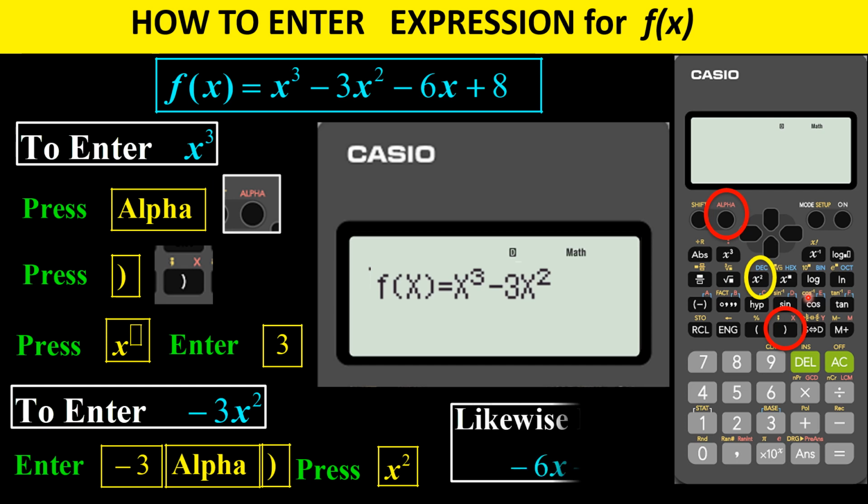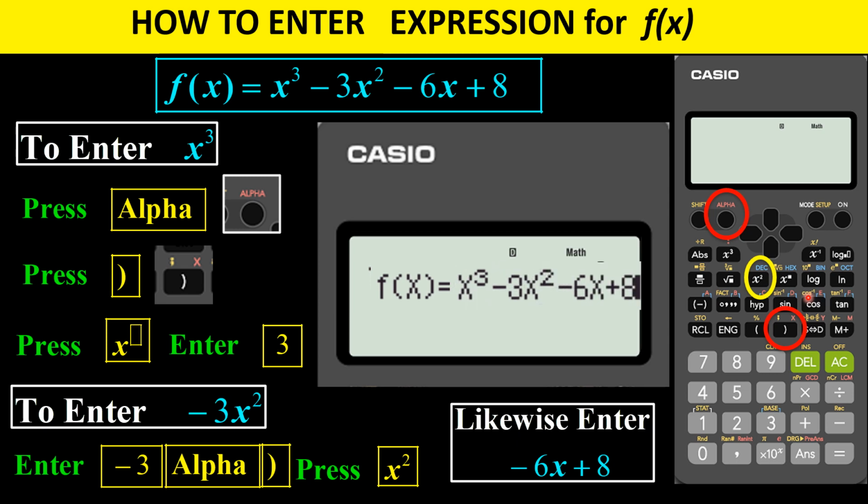Now the same way here, we want to enter negative 6x plus 8. So we'll enter negative 6, and then we go alpha bracket, and immediately you get a negative 6x. And a plus 8 is just a normal plus with the 8. If I do that, there I've got my cubic expression, x to the 3 minus 3x squared minus 6x plus 8, or x cubed minus 3x squared minus 6x plus 8.